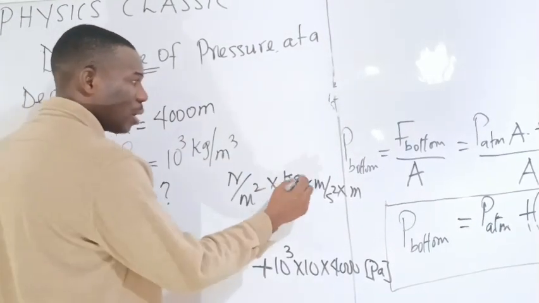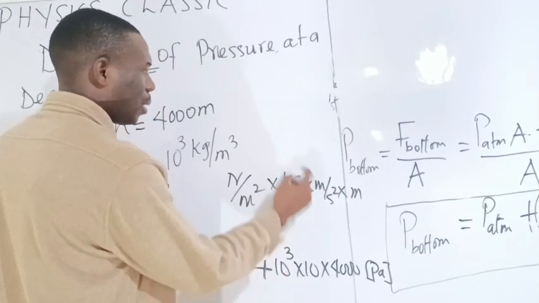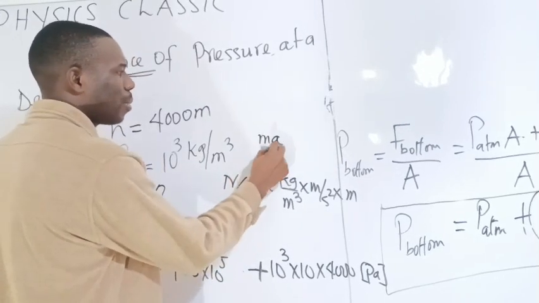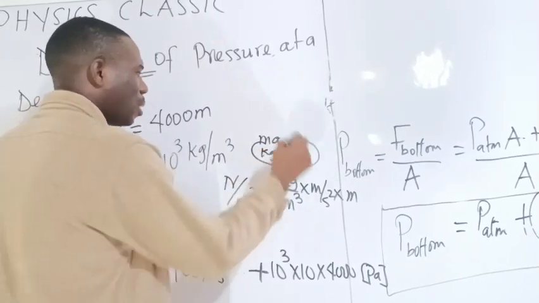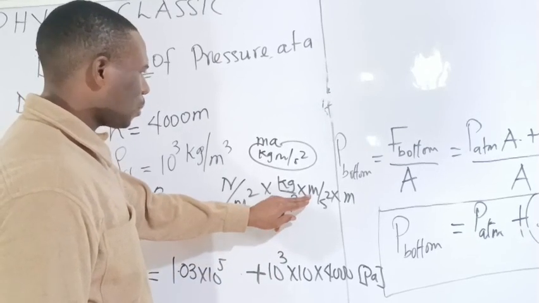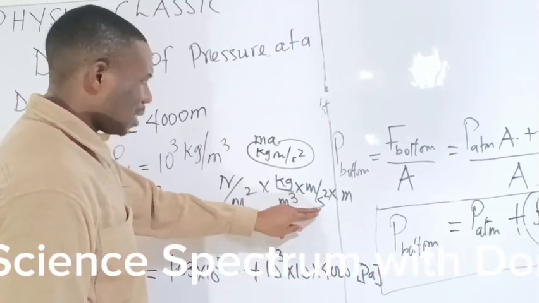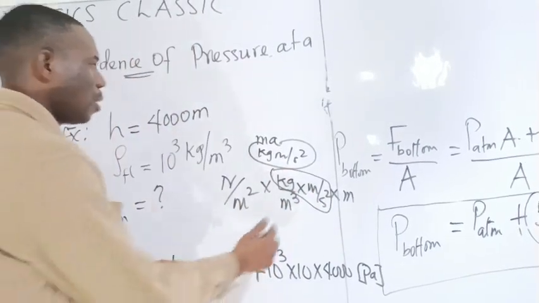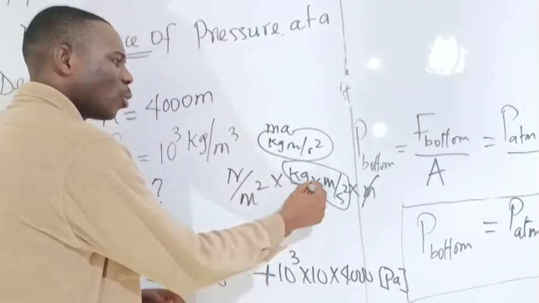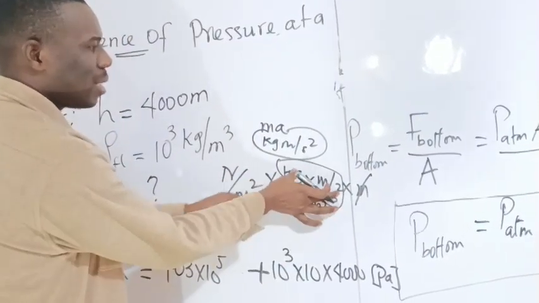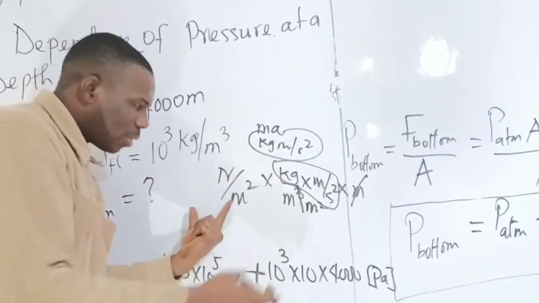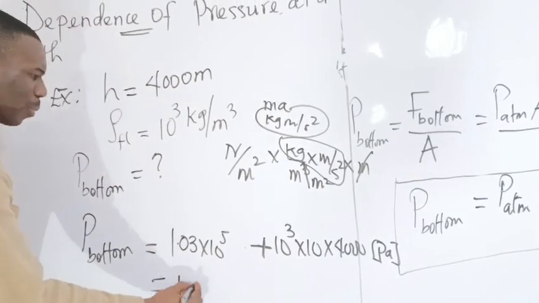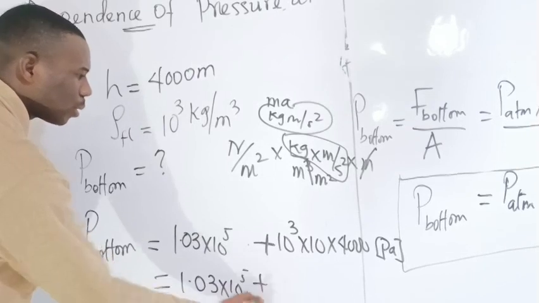Kilogram meter per second squared. That's Newton, mass times acceleration. Kilogram meter per second squared is Newton. So this term you see right here is Newton. Meter in cubic meter, I'm left with squared meter. So if this term is Newton, Newton per squared meter is the same as what you have here, which is Pascal.